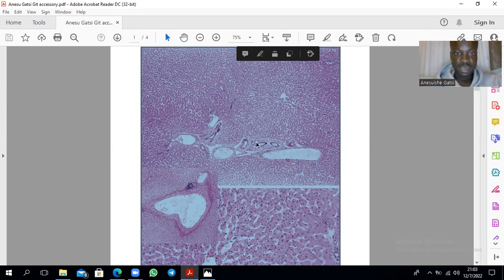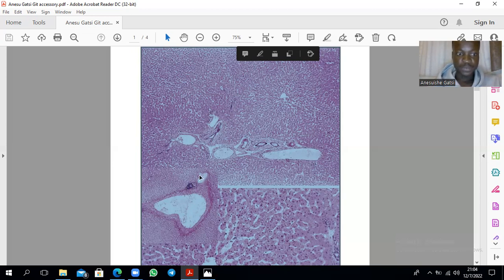Then these here are bile ducts. So those are your bile ducts. That's the hepatic artery. That's another portal vein. That's another portal vein. Then there's another bile duct. If you look at this insert here, this is a hepatic vein, right? This is a hepatic vein. Then that's lymphoid tissue. That's a lymphoid nodule.